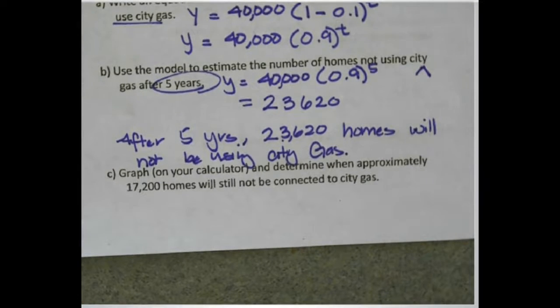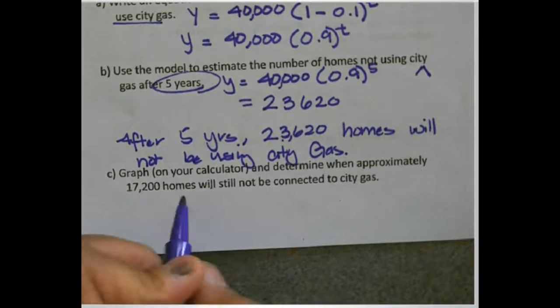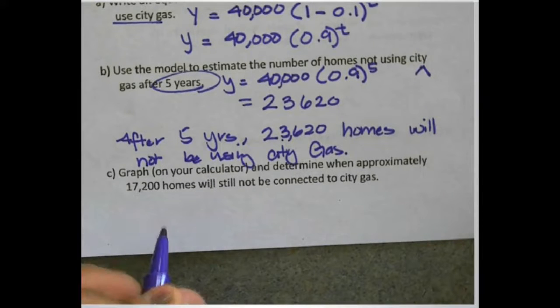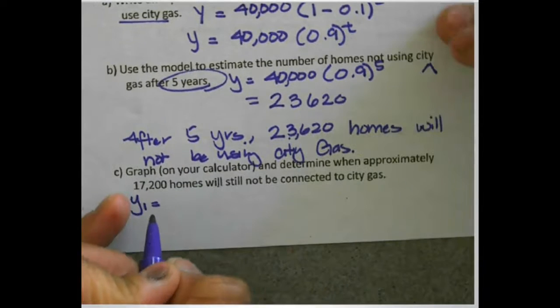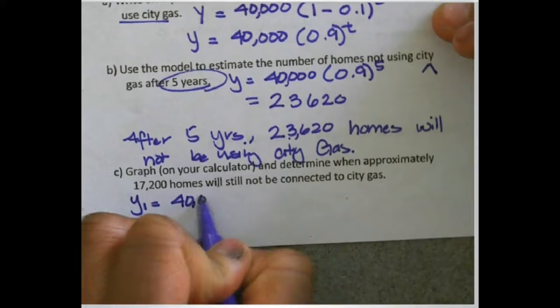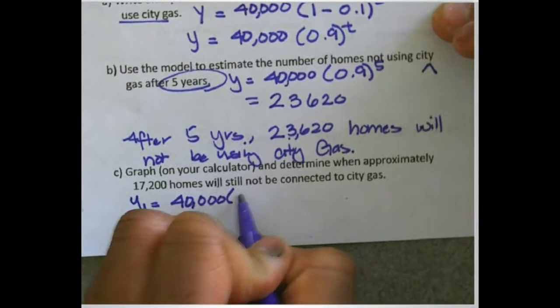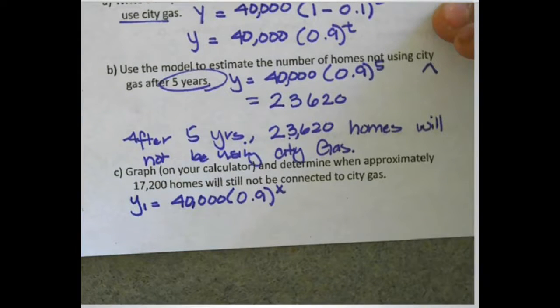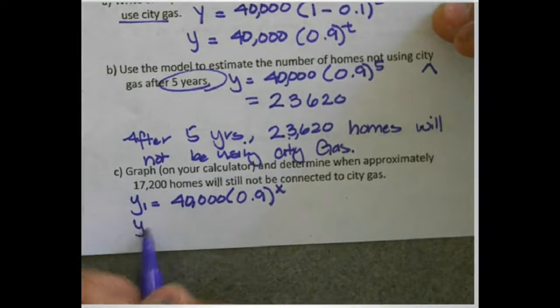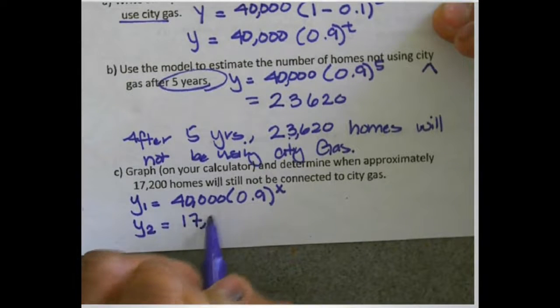Step 2 for this one, part C, is to graph on my graphing calculator and determine approximately when 17,200 homes will not be connected to city gas. So I remember how to do this from previous lessons that we've done, and so I'm going to make the first equation for Y1 equal to my decay model, 40,000 times 0.9. When I enter it in, instead of a T, I'm going to use an X. And then Y2 is going to be 17,200.